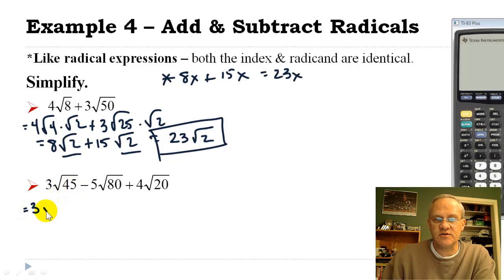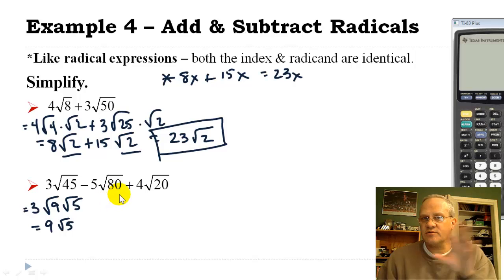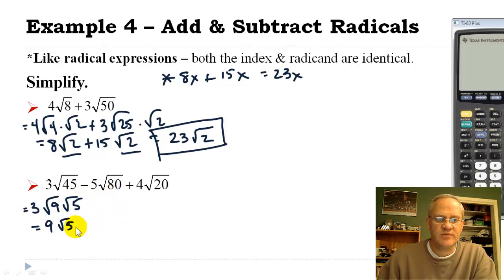Well, square root of 45, I could go 9 and 5. Oh, look, here's square root of 5 in this one. So square root of 9 is 3. 3 times 3 is 9 square root of 5. So here's where my little hint comes in handy. You think, oh, look, this one worked out to be square root of 5.